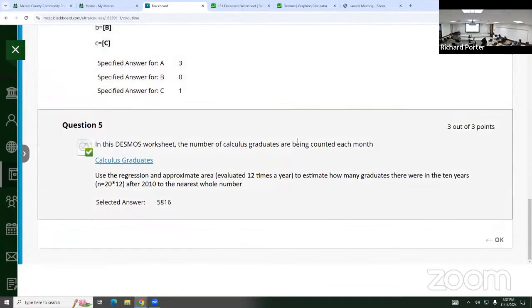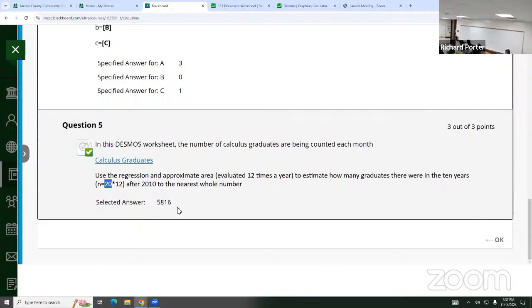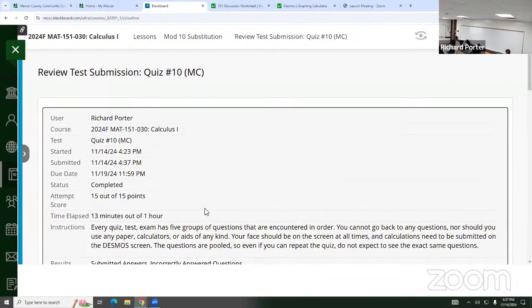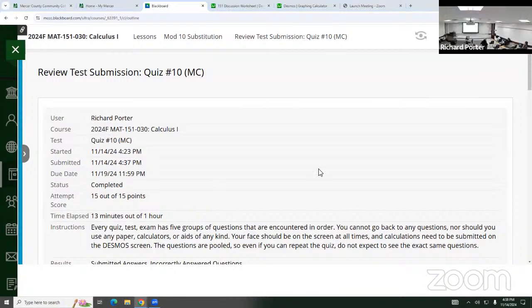The instructions that said n equals 20 times 12 are wrong. It should be 10 times 12. It's only been 10 years. But that was the answer that was correct. Everything was right. So when it says every month for 10 years, it means 10 times 12, not 20 times 12. I have to go in and check that problem, why it says that. Any other questions on this? That was the quiz.